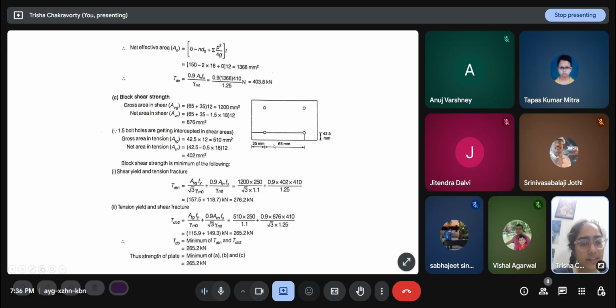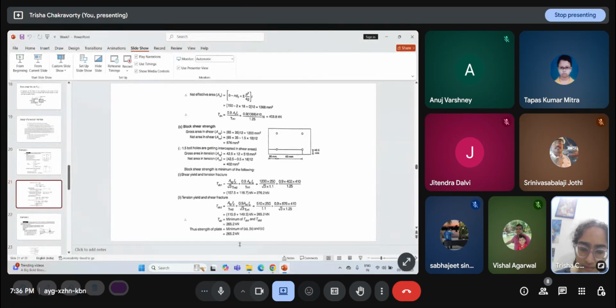And for net area in tension, we subtract half the bolt hole diameter. So 42.5 minus 9 into 12 again. With 12 we have to multiply because that is the constant thickness. So the net area in tension is 402. Block shear strength is the minimum of the following. These two formulas are given in IS 800.